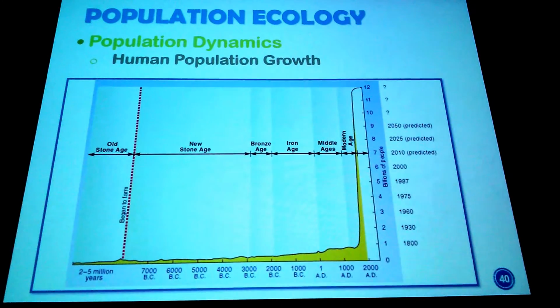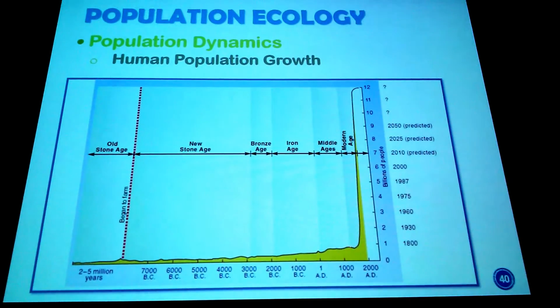Here's what the human population growth graph looks like. It starts out down here, 2 to 5 million years ago. Just guesses. There weren't census takers back then. Around 7, 6, 5,000 BC, we have a pretty good idea. This is the rise of the different empires, the Egyptians and others. And then we see it as it continues to progress.